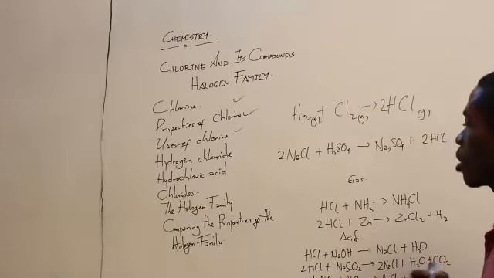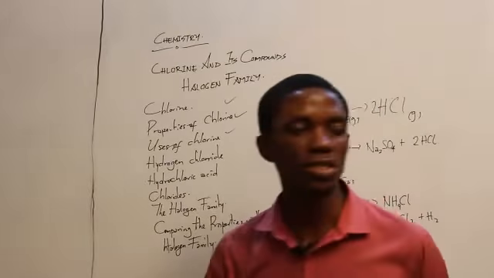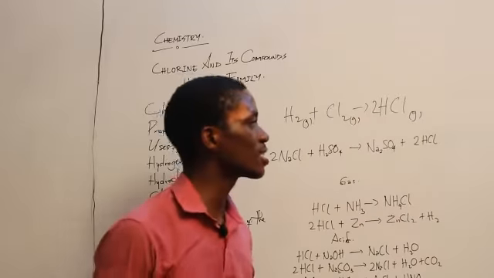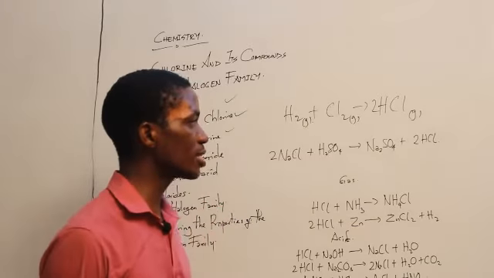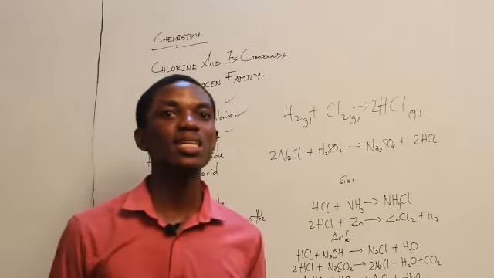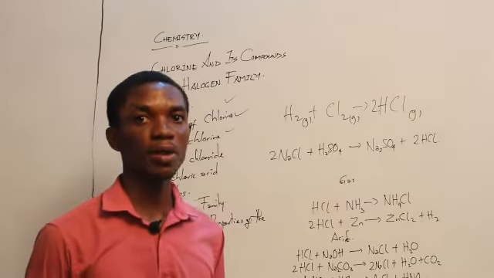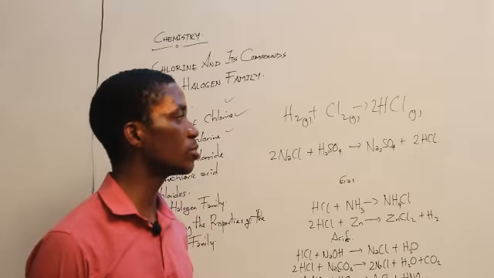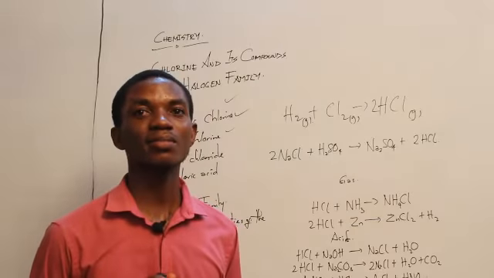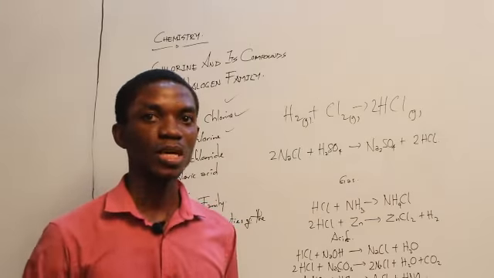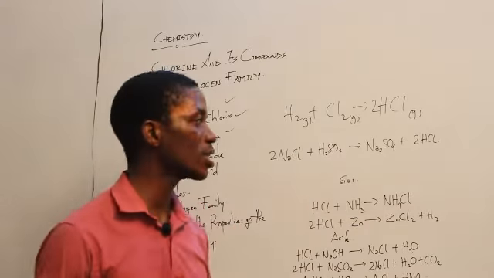Now, when we talk about the physical properties of the hydrogen chloride gas, one of the first properties is the fact that it is a colorless gas. It is colorless and it has an irritating smell. It turns damp blue litmus paper red. It has a density of about 1.25 times greater than that of air.